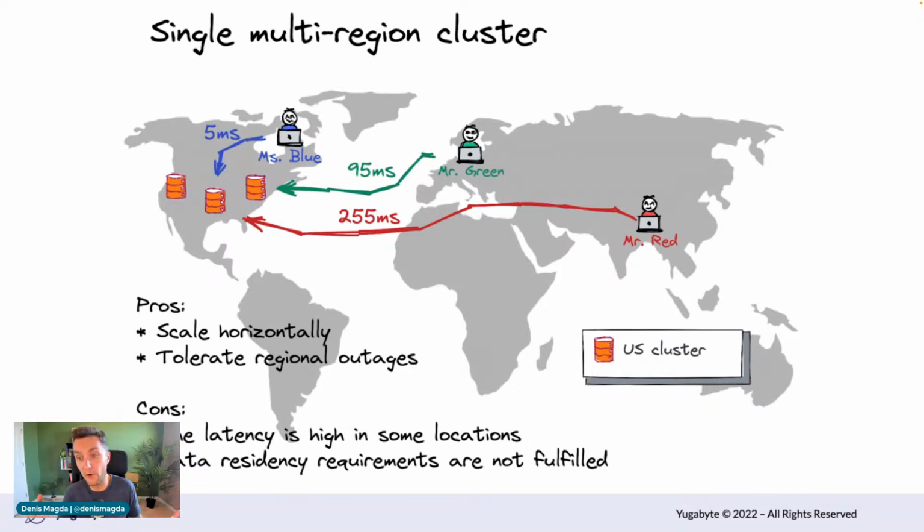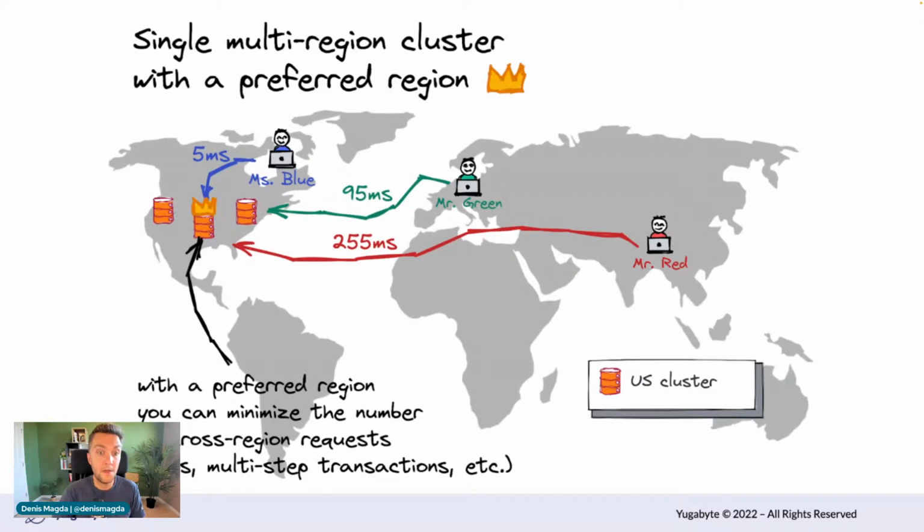But for Mr. Green from Berlin or Mr. Red from Mumbai, the access latency of the data to this database will be high. It can be as high as 155 milliseconds for the round trip for Mr. Red. But at least this solution scales horizontally, right? You take this solution whenever you need to deliver high availability and good read and write performance in a selected location, and you can sacrifice read and write latency in other locations. So this one is with multi-region database deployments.